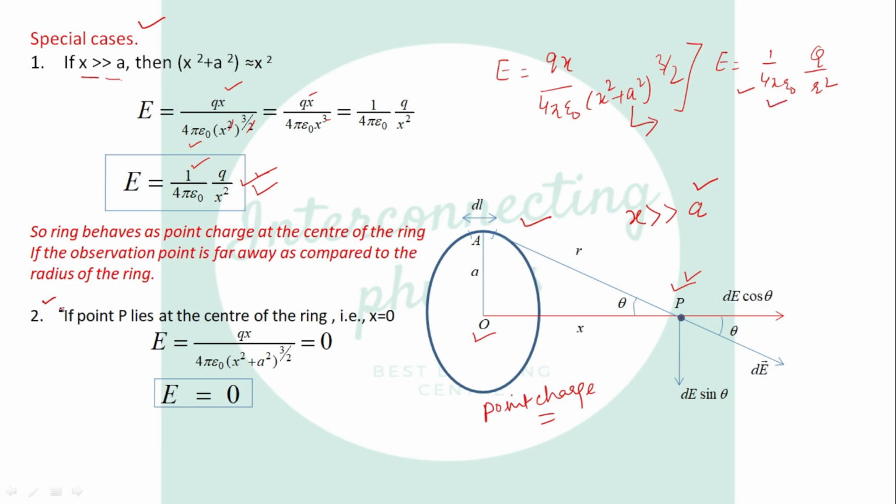Number 2, if the point P lies at the center of the ring, means this point P comes here, so x will be 0. So if we substitute the value x equal to 0, the whole of the equation will become 0. So it means the electric field at the center of the circular loop is 0.